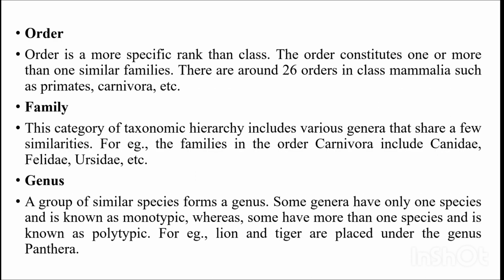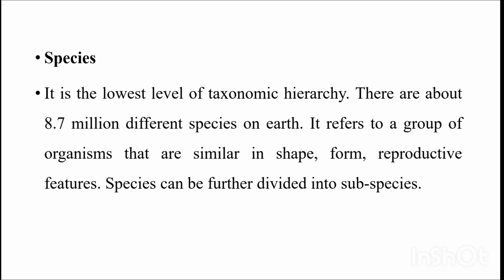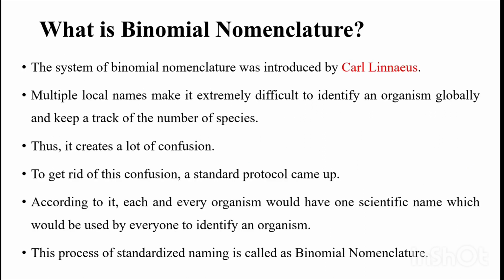Then after the class, order. So main group of order constitute a class. Orders are more specific than class. So then under the order, many families are there. The category of taxonomic hierarchy includes various genera that share a few similarities, and the families in order Carnivora include Canidae, Felidae, Ursidae. Then under family, many genus are there. Then under genus, many species are there.